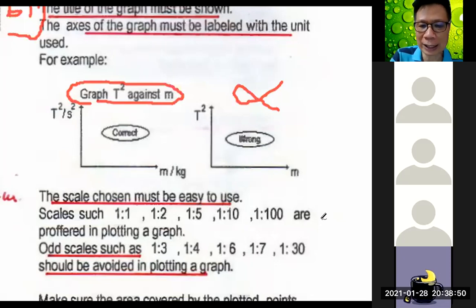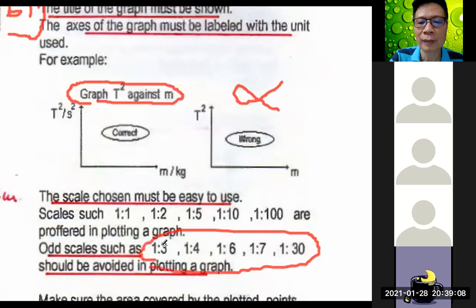All these are good scales. When you use this sort of scale, later on when you want to find the answer from the graph, it is easy to read, easy to identify the value. And don't use this stupid scale, understand? Don't ever use 1 to 3, 1 to 4, 1 to 6, 1 to 7. If you are using these, you trap yourself later on.